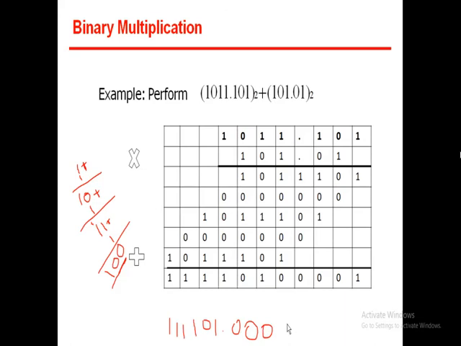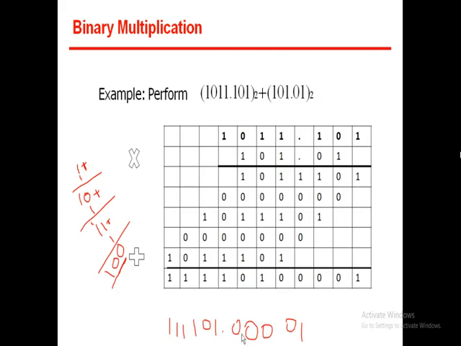Here the total decimal places: we put the decimal point after 5 digit positions, so here 1 0 0 0 0 we put the decimal point. If only 4 numbers are there after here, then we will put it here. So this will be the result.